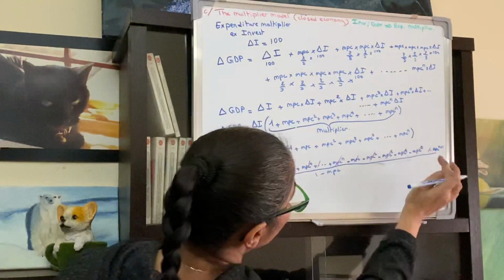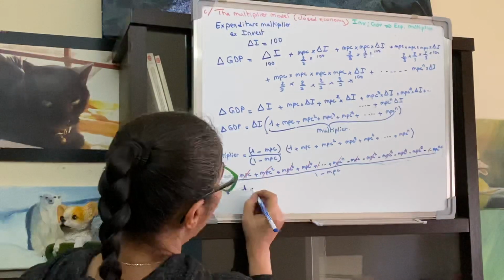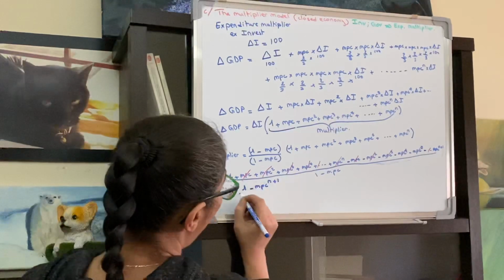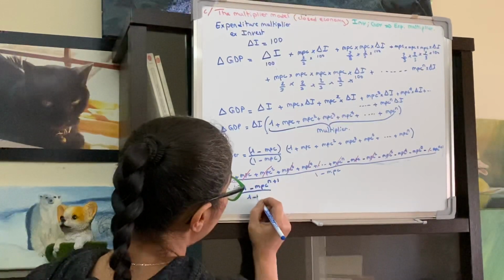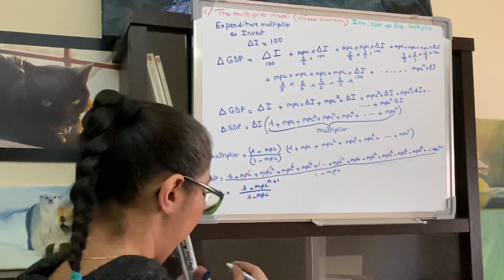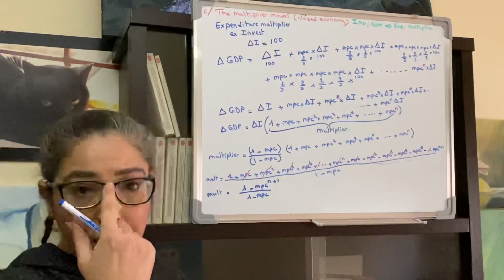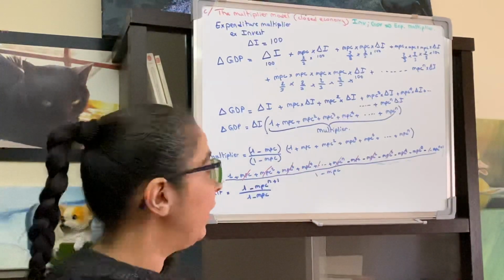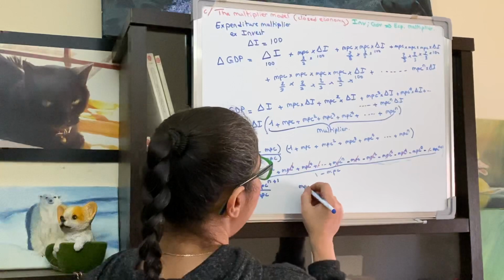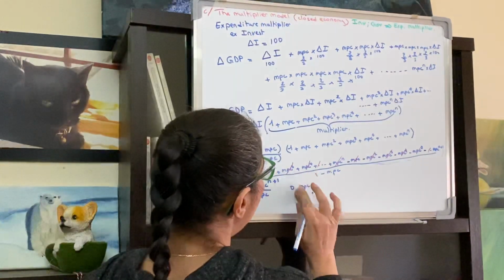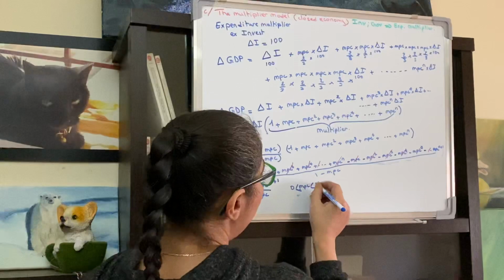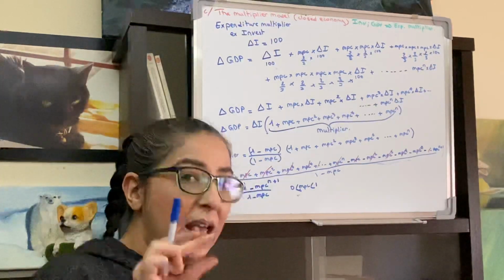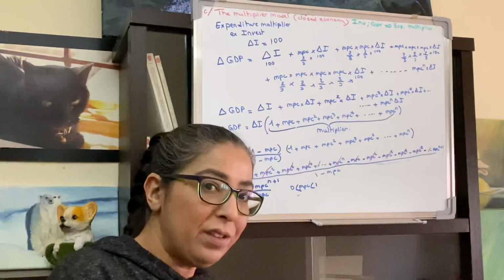Here it's not plus, I'm so sorry, it's minus. 1 minus MPC to the power n plus 1 over 1 minus MPC. Now remember, MPC is a number between 0 and 1, isn't it? MPC is between 0 and 1. It's a fraction. So whenever you multiply it by itself, it actually decreases.